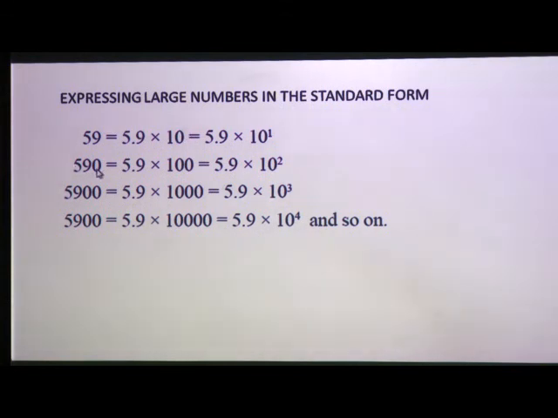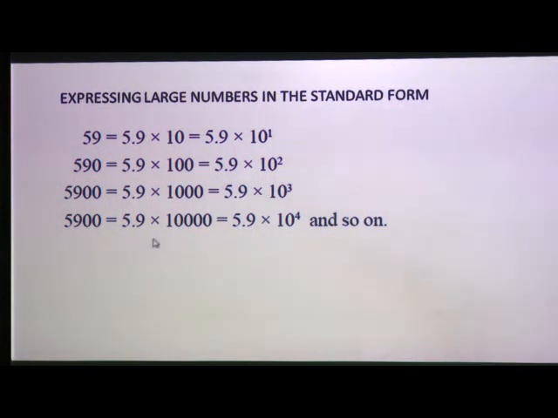Similarly, if it is 590, we can write 5.9 into 100, meaning after the decimal there are 2 digits, so we are multiplying with 100, and that will be 5.9 into 10 raised to power of 2. Same number, I take 5,900. The same 5.9, I put a decimal after the 5, that is 5.9, into 1, 2 and 3 digits. So, I am multiplying it by 1000. So, I can write 5.9 into 10 raised to power of 3, or we can say 10 cubed.